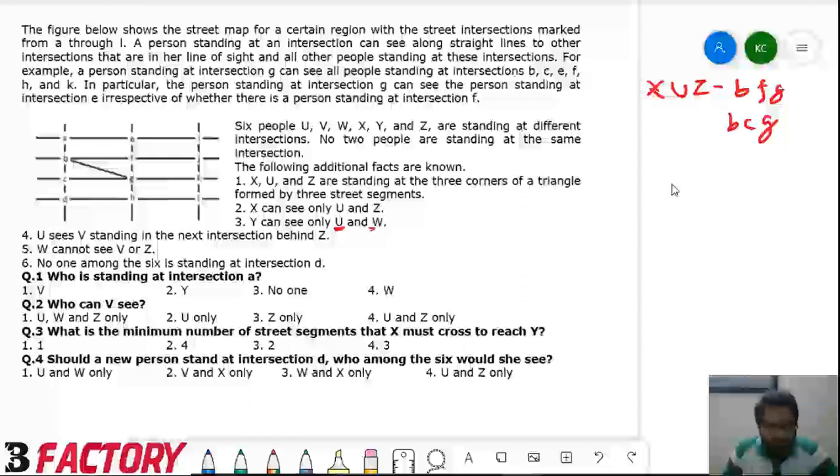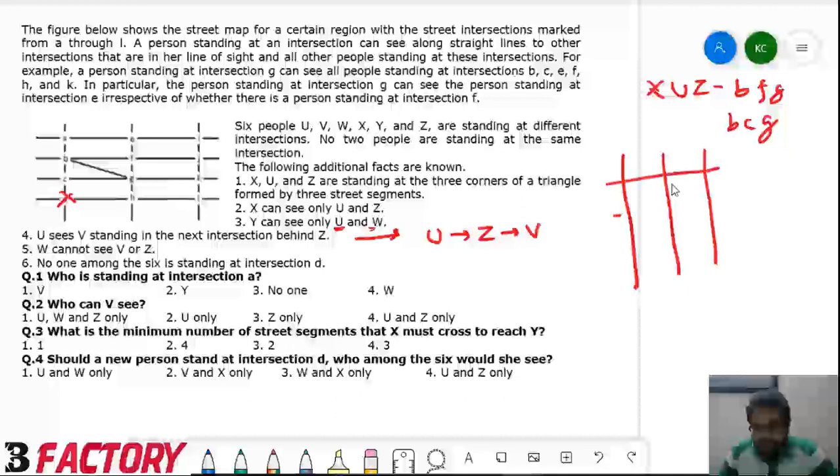U sees V standing at the next intersection behind Z. So we have something like this: U, then Z, and then V. W cannot see V or Z. No one among the six is standing at intersection D, so this is empty. So this is the figure we have, and we can draw this figure additionally here as well, to see the possibilities, and then finally, when we get the solution, we'll write it here.